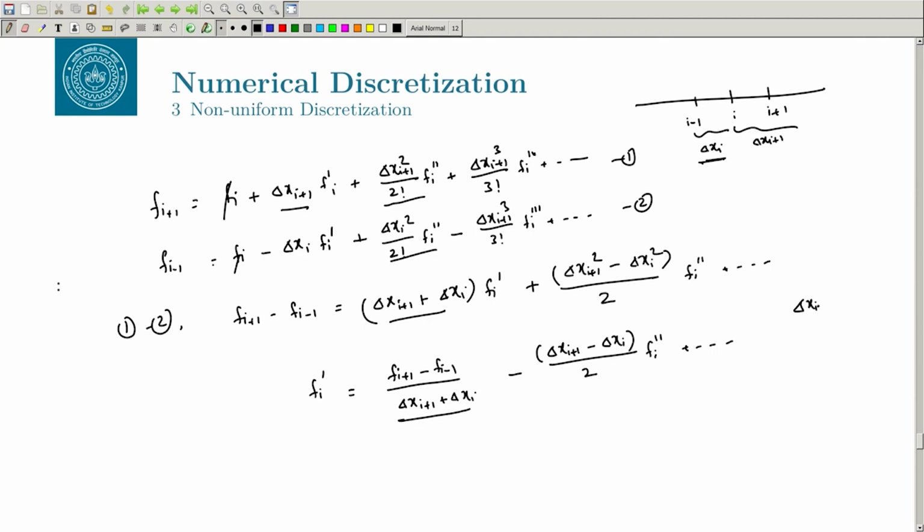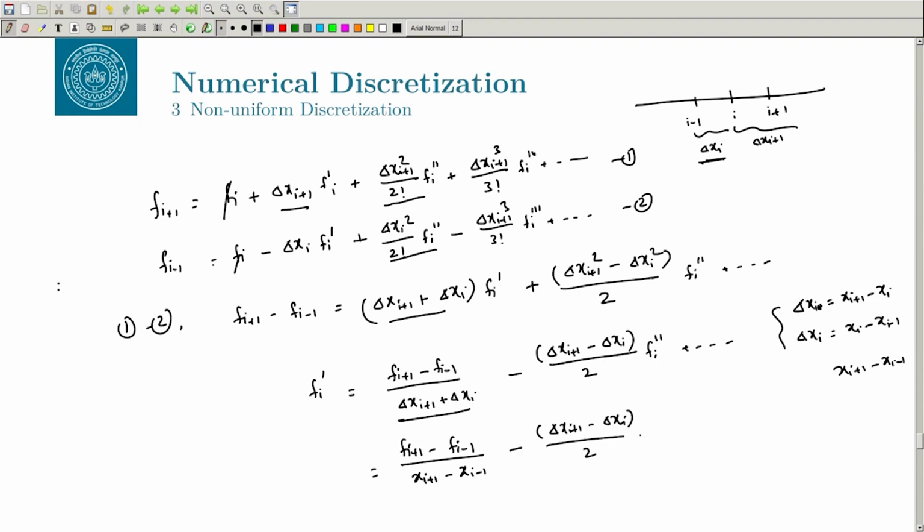So, delta x i plus 1 is equal to x i plus 1 minus x i, and delta x i is basically x i minus x i minus 1. If you add these two, that will become x i plus 1 minus x i minus 1. So, this will become f i plus 1 minus f i minus 1 by x i plus 1 minus x i minus 1, minus delta x i plus 1 minus delta x i by 2 f i double prime, and plus other terms.